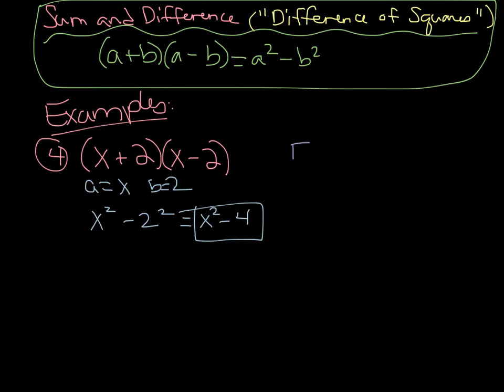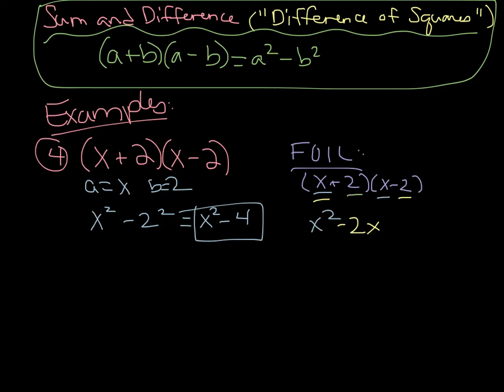So now you can also do it using the FOIL method. And when you do that, you will end up getting the same answer. So starting with x times x, that gives you x squared. Next thing you have is x times minus 2, that gives you minus 2x. Next thing you have is 2 times x, that gives you plus 2x. The last thing is 2 times negative 2, that gives you minus 4. So you'll notice you have negative 2x plus 2x. Those will cancel out, and you will get x squared minus 4. Same answer as before.